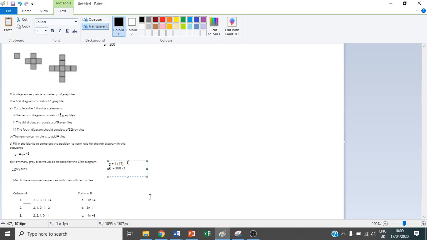G is going to be 188 minus 3. G equals 185. So here my number of gray tiles is 185.